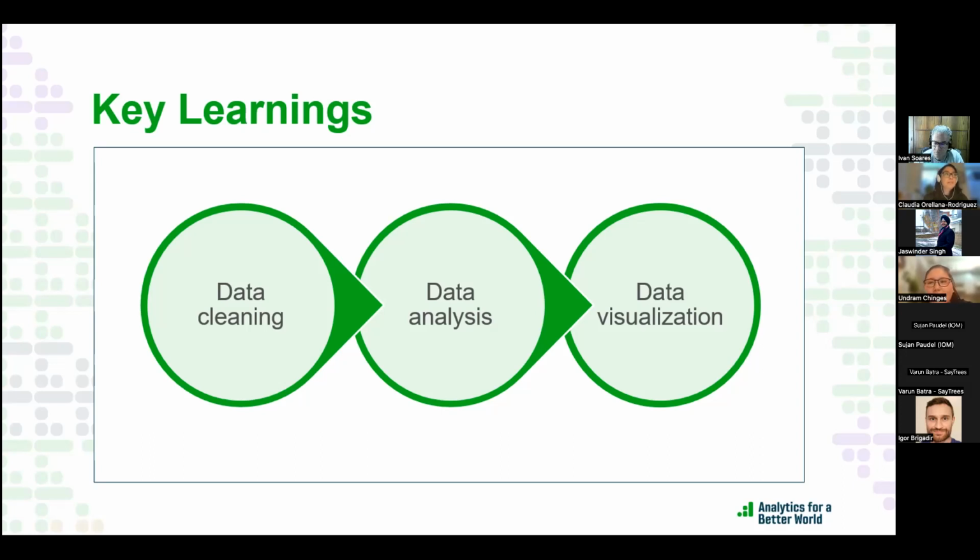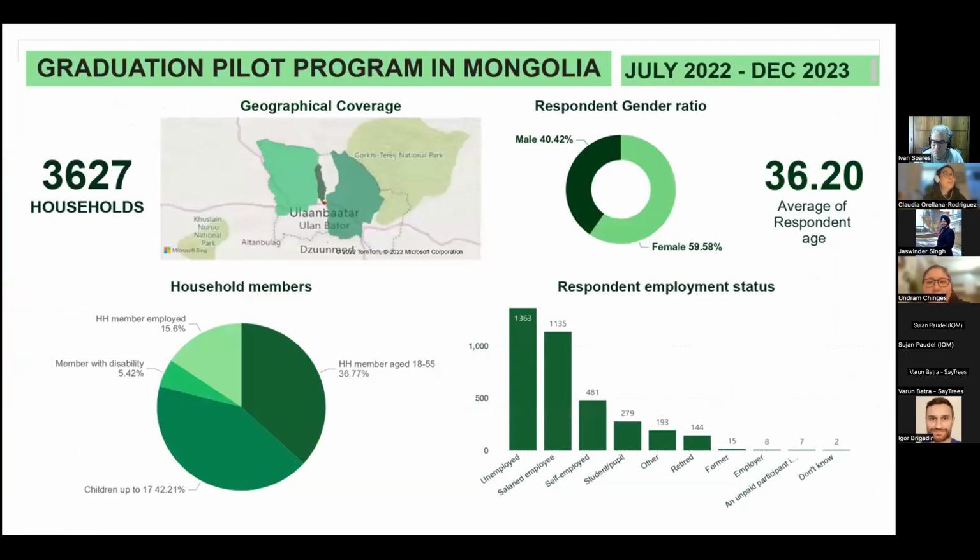Using my data, I have established this dashboard, and my dashboard includes four different sets of information. The first one is the basic information of this graduation pilot program: how many households we have, the location, respondents' gender and age, household members and their composition, and respondent employment status.